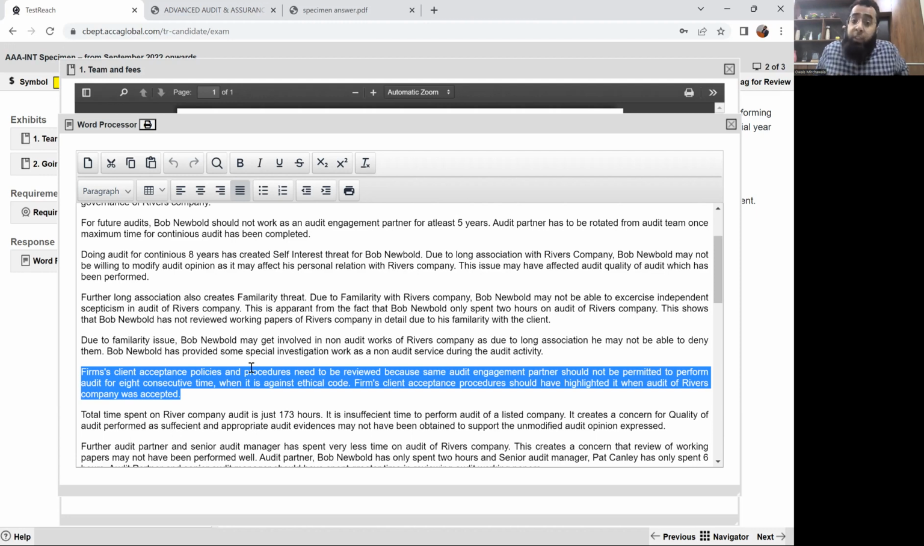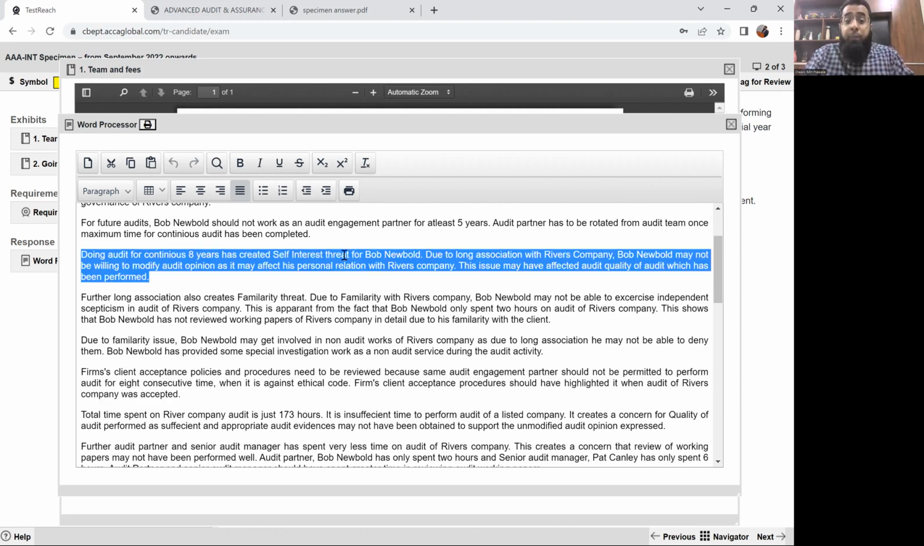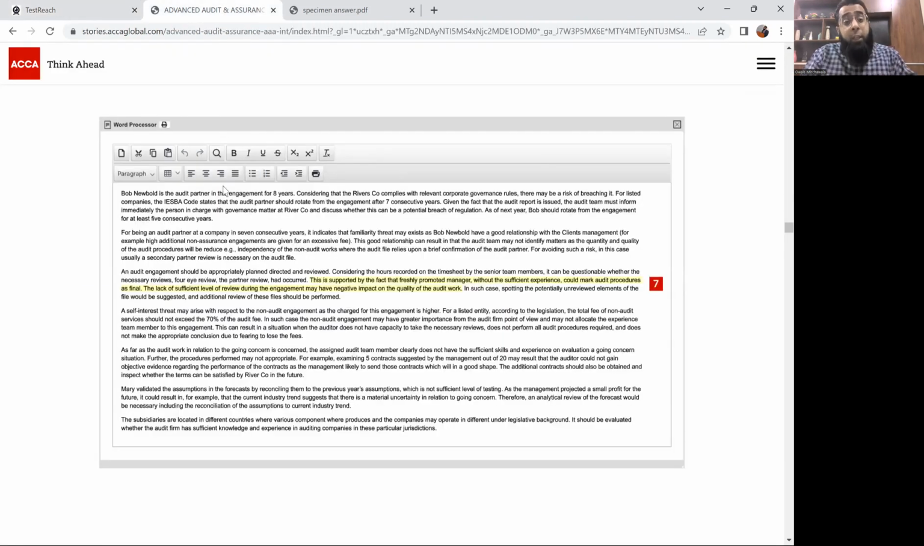Now you can ask a question: sir, you wrote some points which candidate 1 did not include in his answer. Like the client acceptance policies and procedures need to be reviewed, because the audit engagement partner should not be permitted to perform audit for 8 consecutive years, when it is against the ethical code. The firm's client acceptance procedures should have highlighted it. Now we included this point. We included this issue of self-interest threat also, which is not included by this candidate 1.